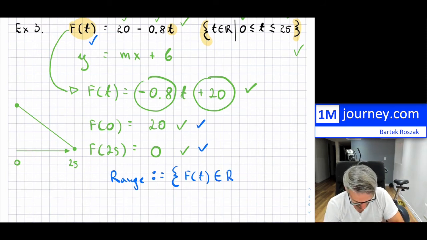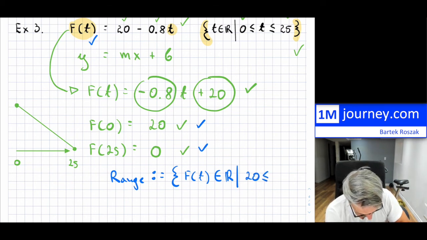So now it's the real values such that, and notice that I am being restricted. Here I'm going to write it in this way. It is bounded between these, and that is your f of t.